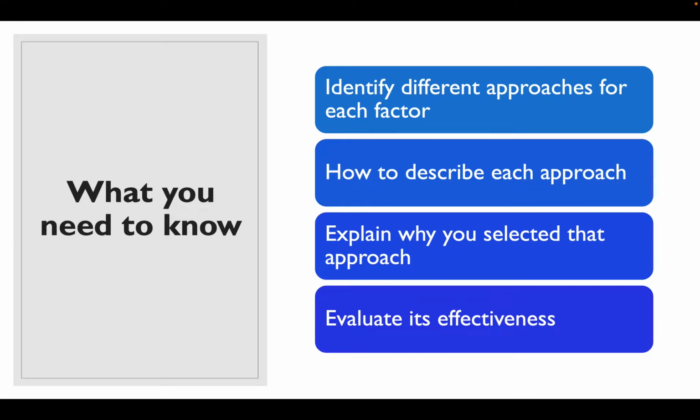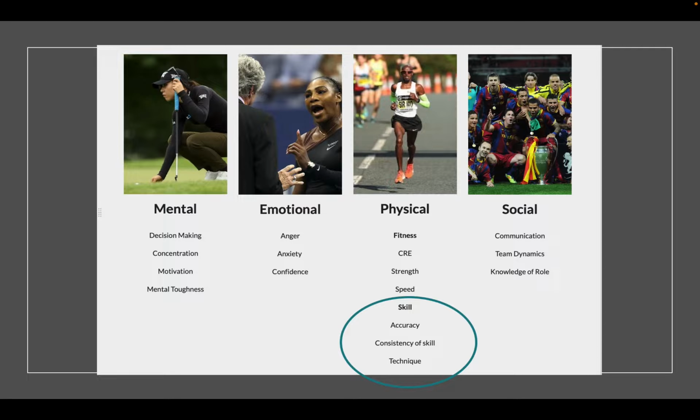Remember, when we see the word approaches, we're thinking about types of training, things that we've done in the practical to improve the physical factor, and today we're looking at physical skills. So we're looking at improving our accuracy, our consistency of skill, and our technique.